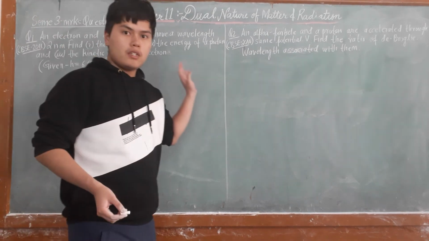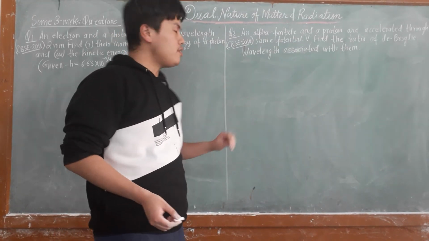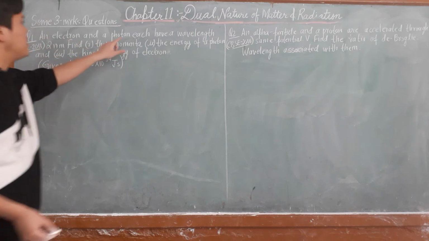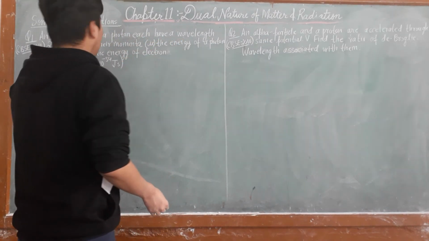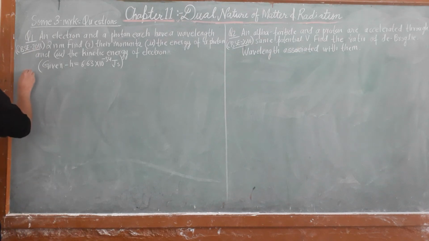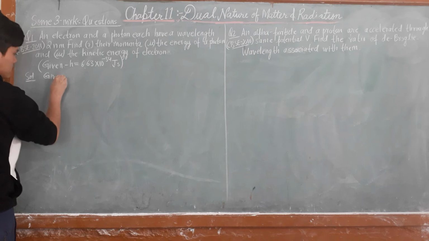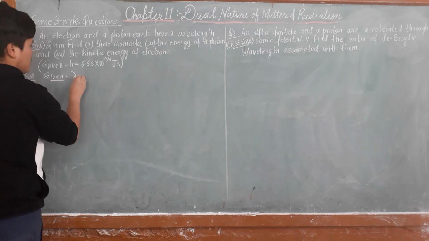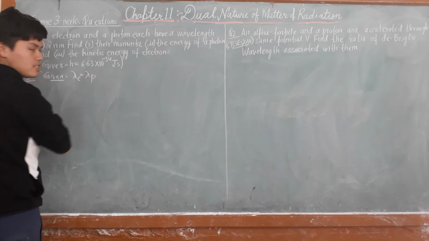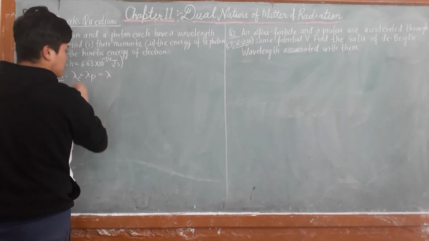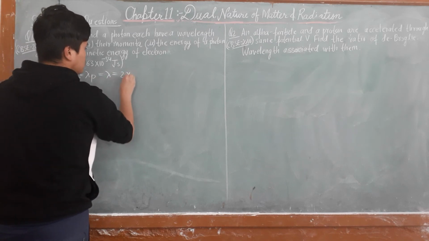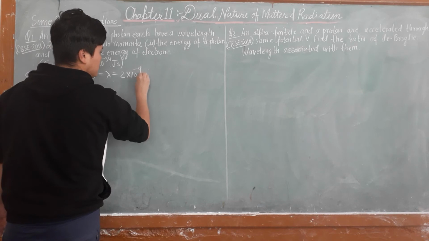So these are the last two questions of today's lecture. First one: an electron and a photon each have a wavelength of 2 nanometer. Given that lambda of electron is equal to lambda of photon, equal to 2 nanometer. 2 nanometer means 2 into 10 to the power minus 9 meter.